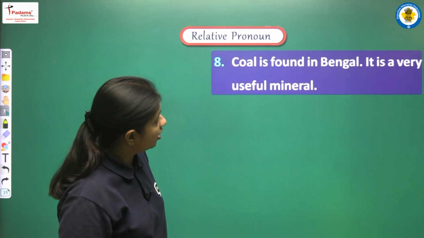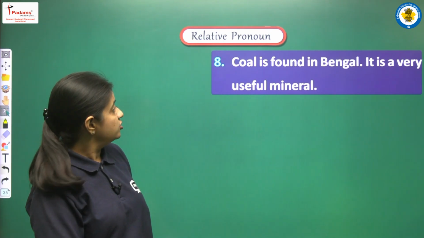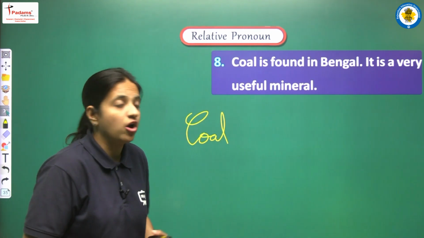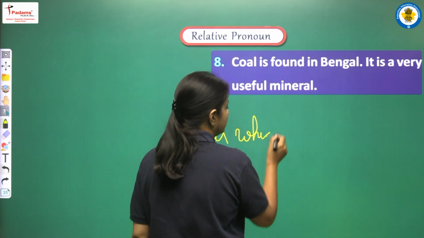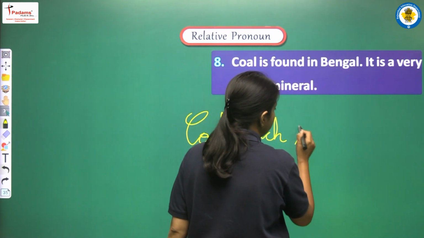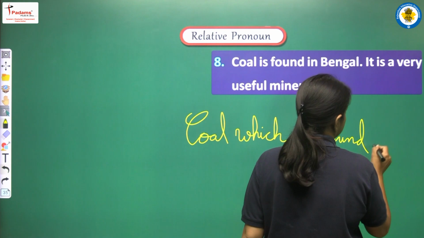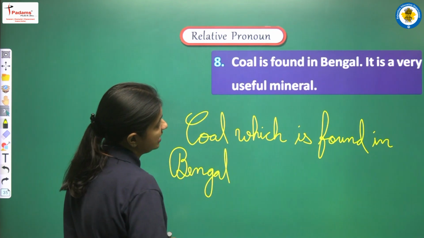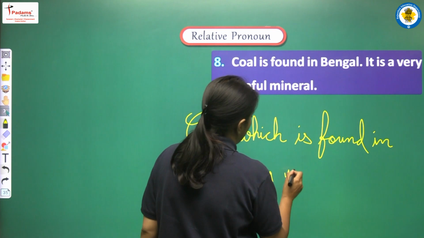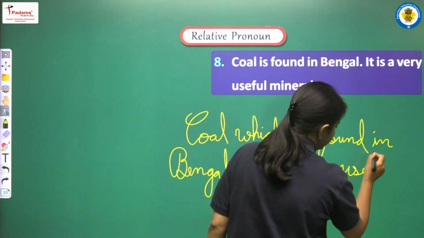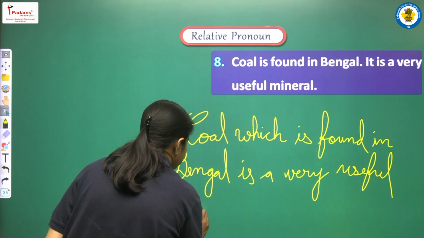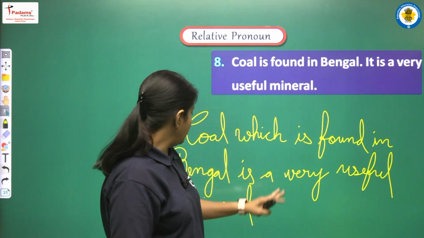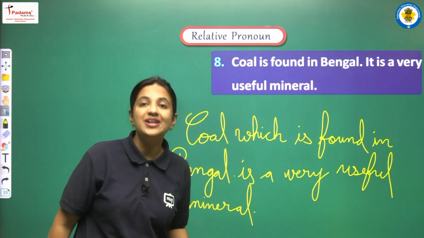Moving on, next sentence, coal is found in Bengal. It is a very useful mineral. So yes, we are talking about coal here. So first of all, let's write coal. Now we all know it's one of the thing object. So for it we have to use which here, which is found in Bengal. This is our first sentence. Next we will continue with the second sentence. Is a very useful mineral. So now the complete sentence here we are having coal which is found in Bengal is a very useful mineral.